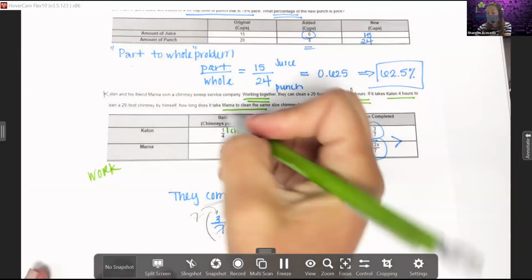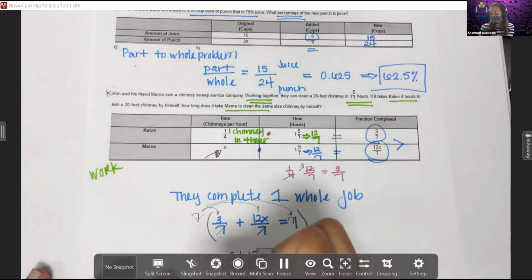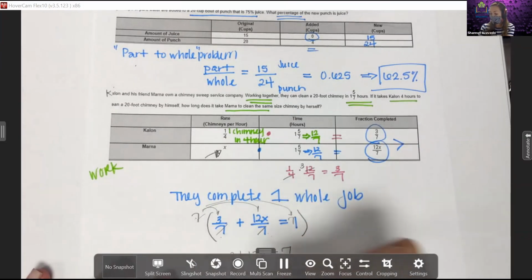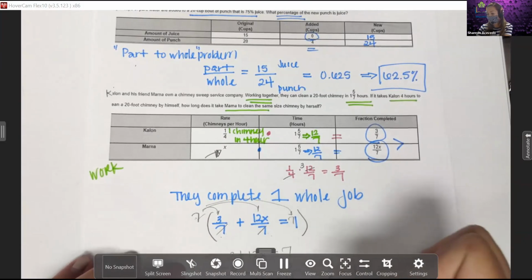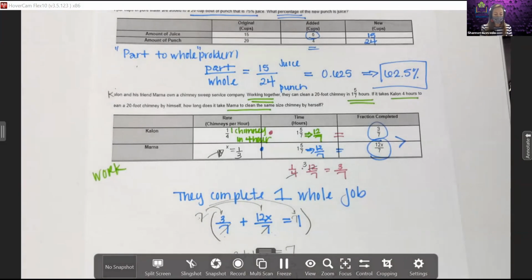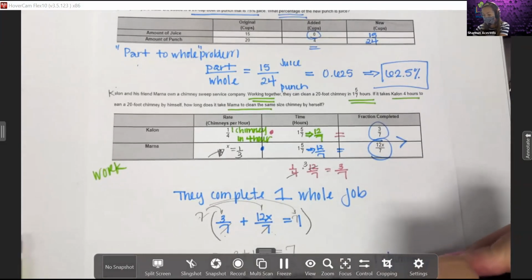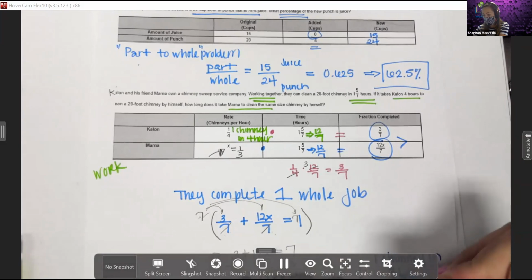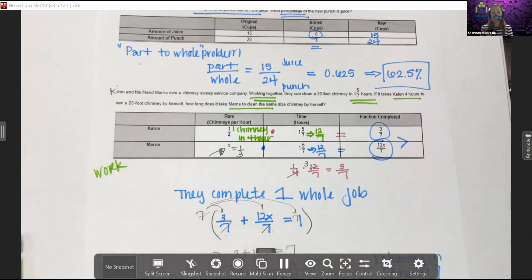We want to figure out, what is this x? This is what we're looking for. How long is it going to take Marna to do that? So if I solve for x, subtract 3 from both sides, 12x is equal to 4, divide by 12, and I have x is equal to 1/3. So does it take her 1/3 of an hour? No, remember, this is saying one chimney in 3 hours. So it would take her 3 hours to clean that one chimney.